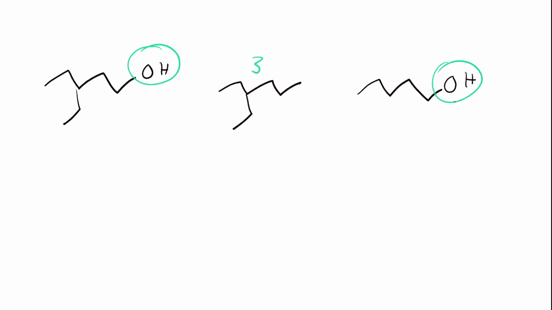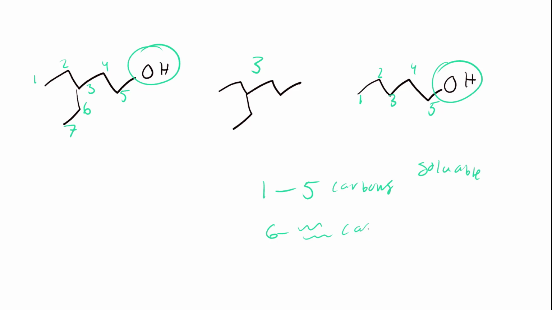Okay, well, they both have H bonding, so what do we do? Well, you could count the carbons. That's 1, 2, 3, 4, 5. Okay, so that's pretty good. 1, 2, 3, 4, 5, 6, and 7. There are more carbons attached to this alcohol than there are over here. Now, 1 through 5 carbons, you could say that it is soluble, and then 6 through whatever, right, is not soluble.